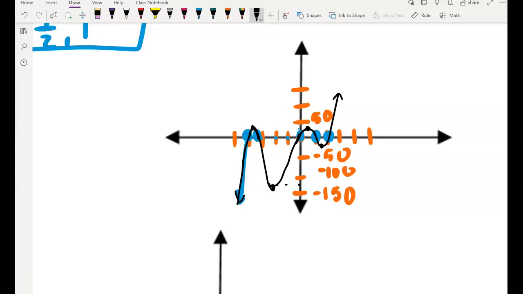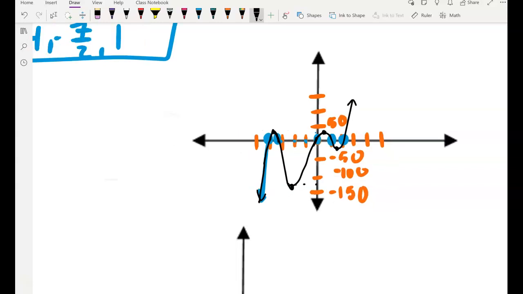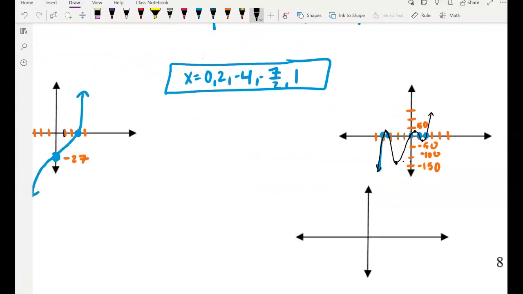That looks intense, doesn't it? Okay, so this one, I'm going to pinch it in so you guys can see it. We're going to stop right here. We're going to continue the rest.